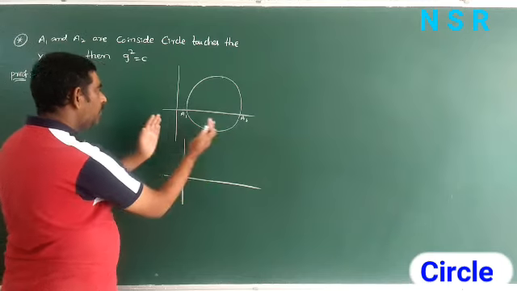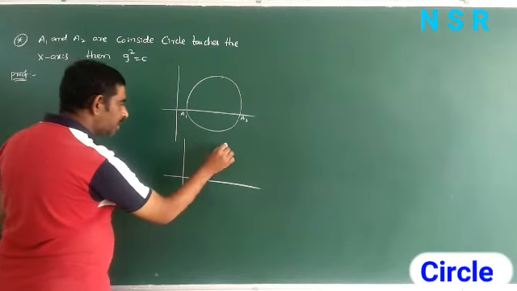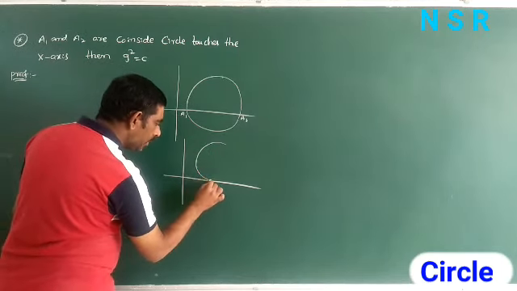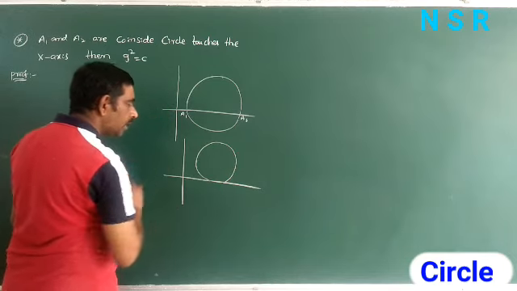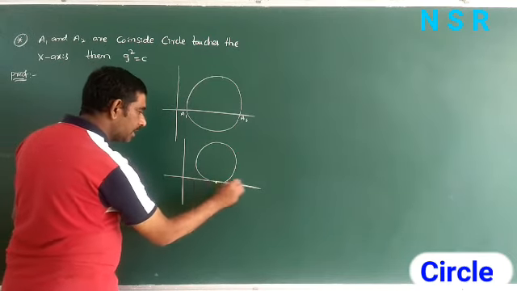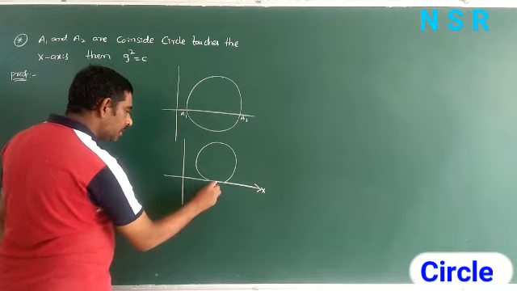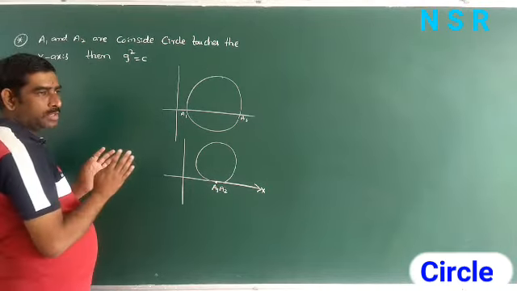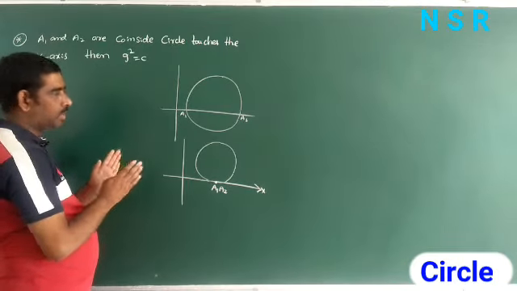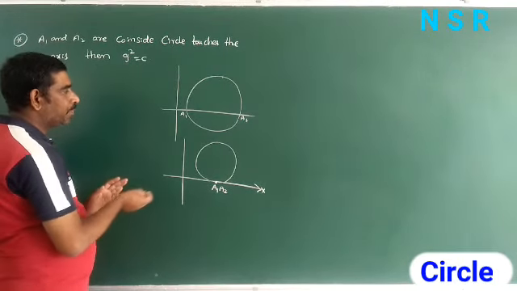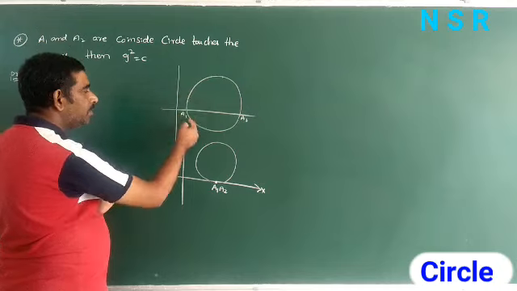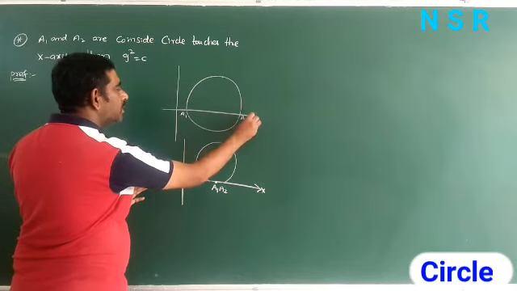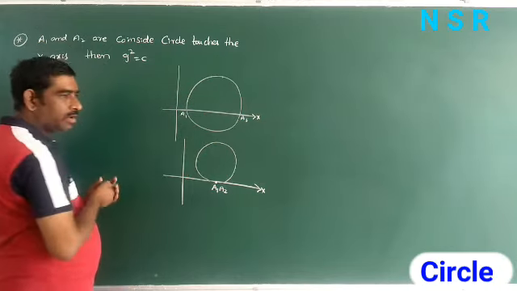Now when A1 and A2 coincide, the circle becomes like this. It touches the x axis. Observe the diagram here carefully. This is the intercept made by the x axis. So here we get the length of the intercept.